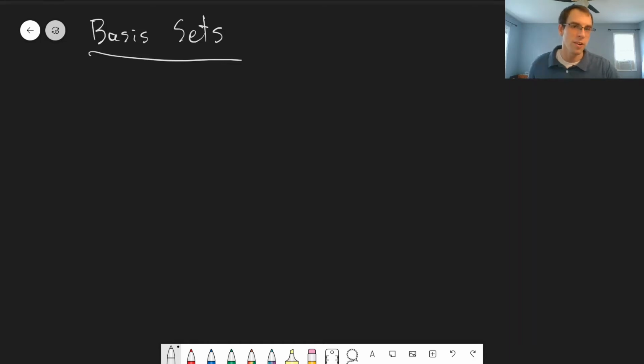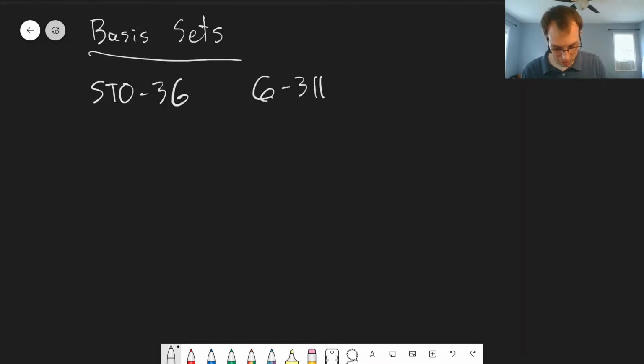So basis sets are specified by usually some sort of acronym, and it becomes somewhat of an alphabet soup if you're not familiar with the terminology that's used. We have things like STO-3G, which is one of the most basic basis sets. We get things like 6-311G star plus, right? And you'll understand what both of these mean.